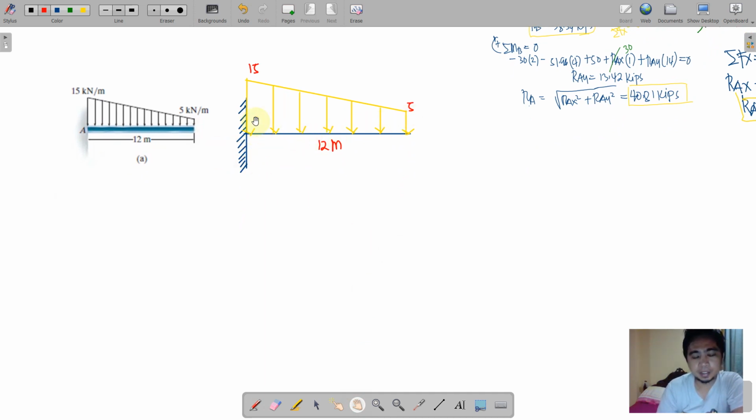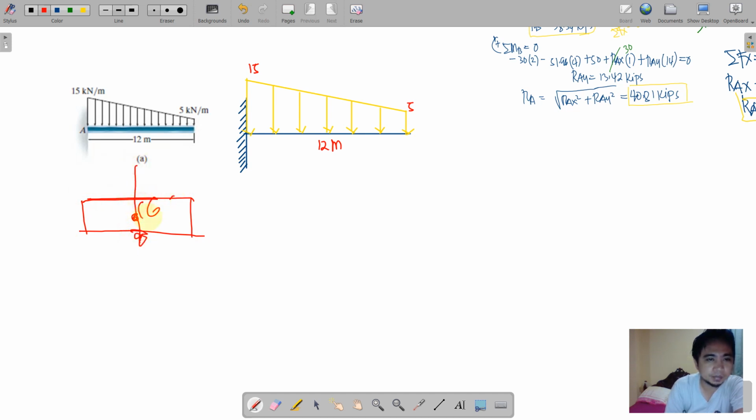pwede nating i-divide to sa rectangle and a triangle or two triangles. Why do we need to divide that? In order to determine kung nasa saan yung centroid. Because remember, we are all familiar with kung meron tayong rectangle, nasan yung centroid niya? Nandito lang sa gitna. This is the center of gravity. And if we have a triangle, if this is L, L over 2 lang yan.